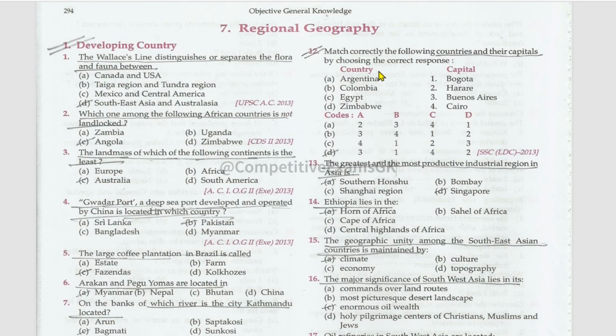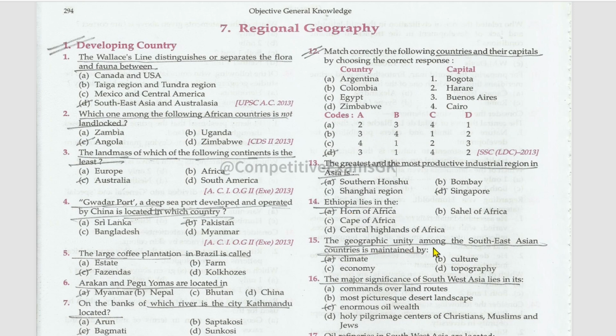Next, another matching. List one of the countries and list two of the capitals. Argentina, Buenos Aires, Colombia, Bogota, Egypt, Cairo, Zimbabwe, Harare. Mention the currencies of all of these countries in the comments below. The greatest and the most productive industrial region in Asia is Southern Hangzhou. The greatest and most productive industrial region in Asia, that is Singapore, not Southern Hangzhou. Ethiopia lies in the Horn of Africa.